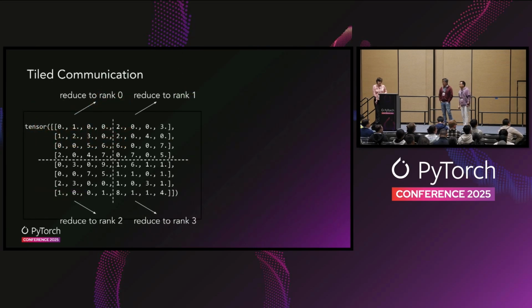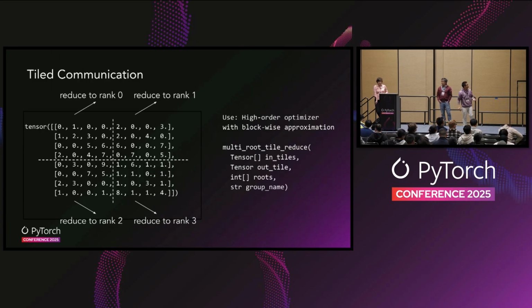The second example is from tiling. Here is a big tensor. Every rank has this tensor, just with different data. And I'm cutting the tensor into 4 quadrants. I want to reduce each quadrant to a different rank to perform some data processing there, so that I can parallelize the data processing on this big tensor as a whole. This is a very common pattern in high-order optimizers that do block-wise optimization, because you want a different rank to optimize a different part of the parameters.